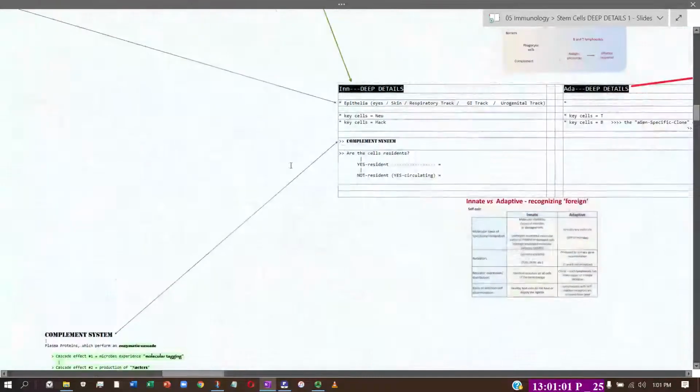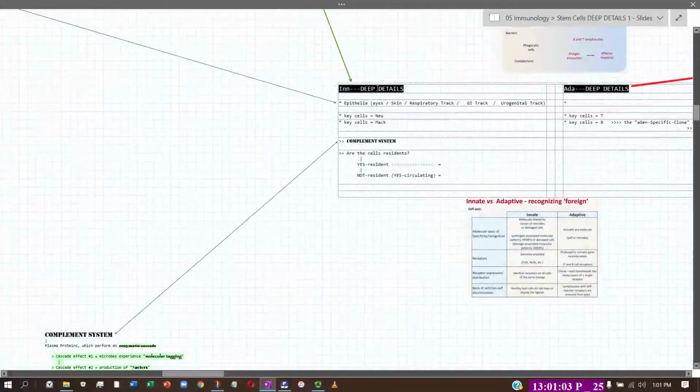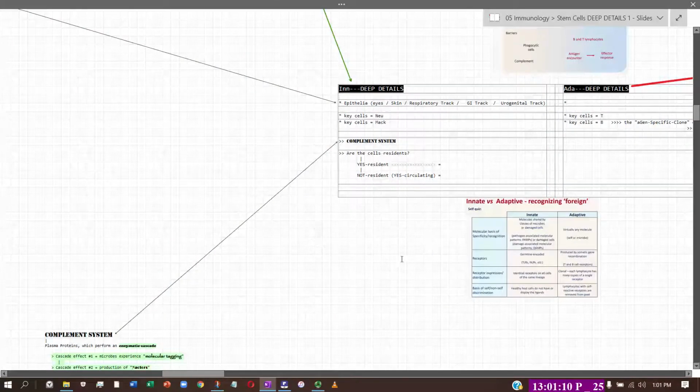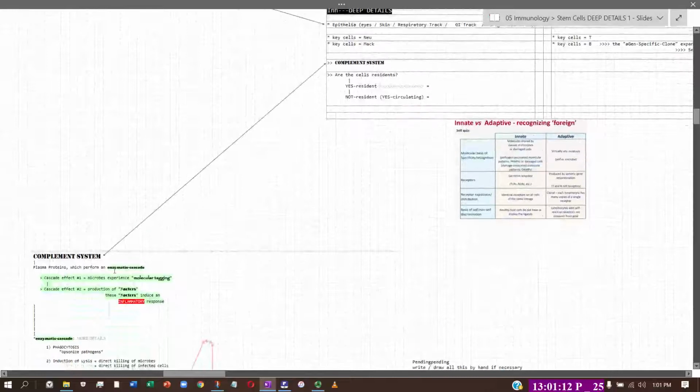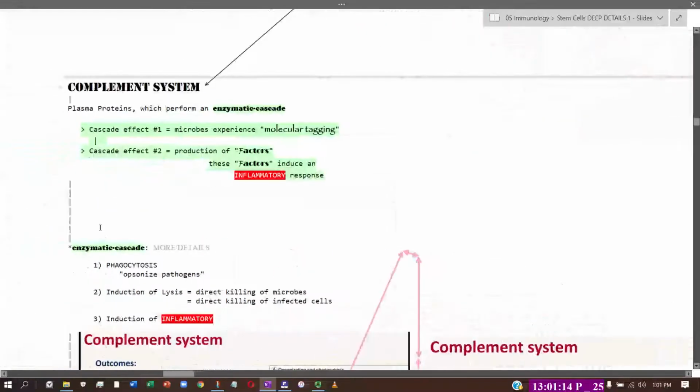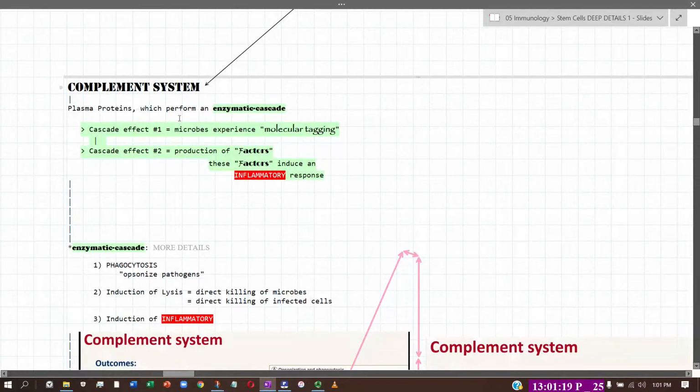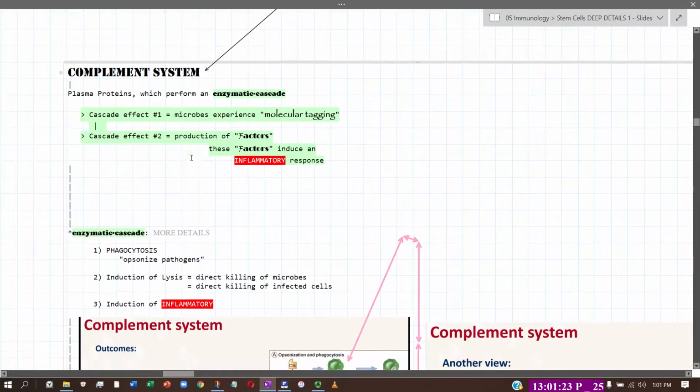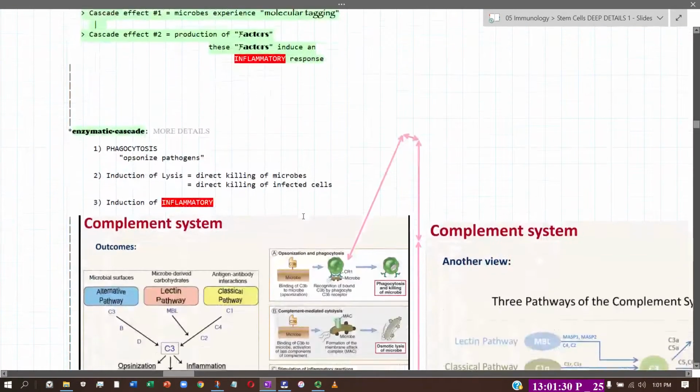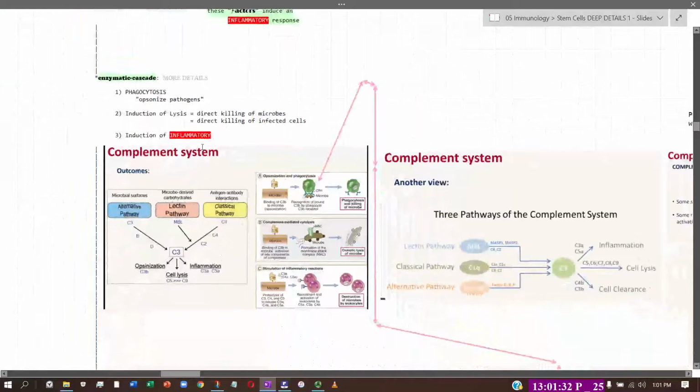So what else is relevant to the left side of the summary chart? In other words, what else is relevant to innate immunity? Well, you have the complement system. What it boils down to is that they are plasma proteins. What's their purpose? Well, they perform an enzymatic cascade. There are two effects of this enzymatic cascade, one and two. And then here's more details about the enzymatic cascade.